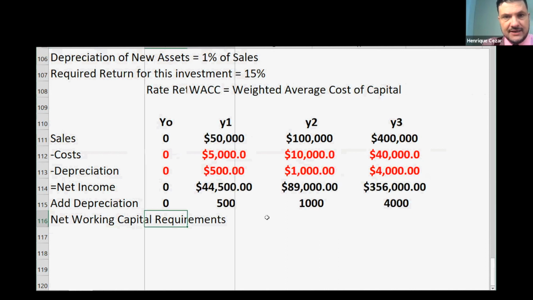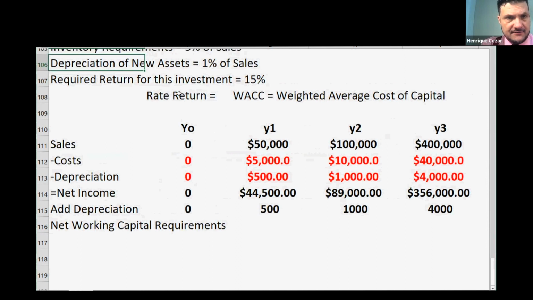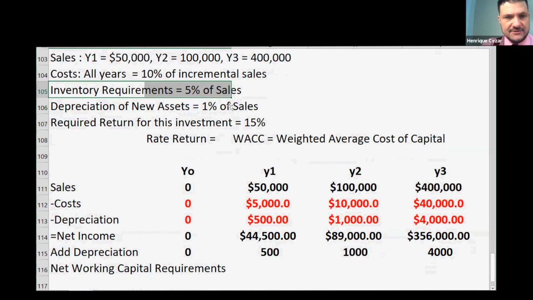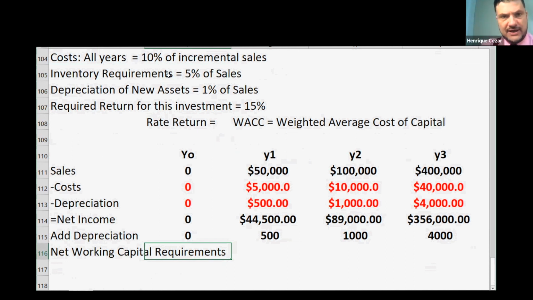So let's see what is the problem given to us. Look at the problem that is given to us. That the net working capital, let's see. There you go. Inventory requirements, 5% of sales. Now, do you have net working capital requirements in year 0? Think. Do you need to have the inventory in year 0? The answer is yes. Most likely you have to purchase the inventory before you start selling, correct? So that's an assumption you need to make here.